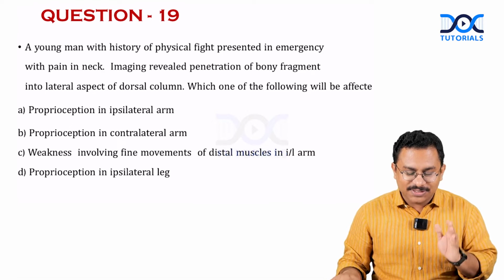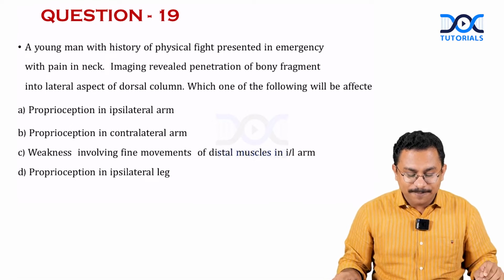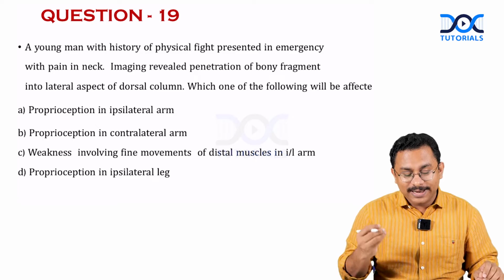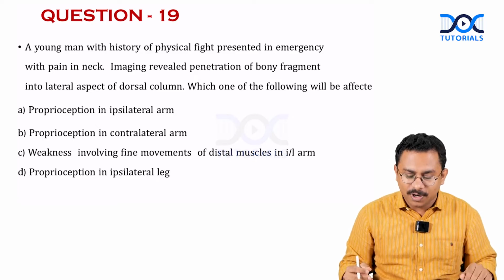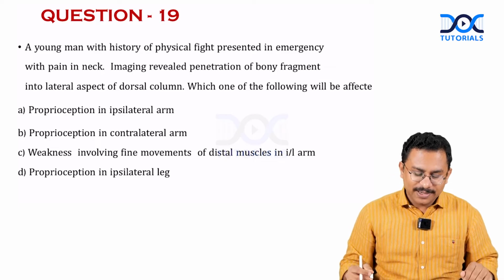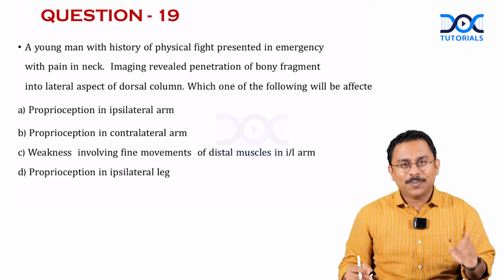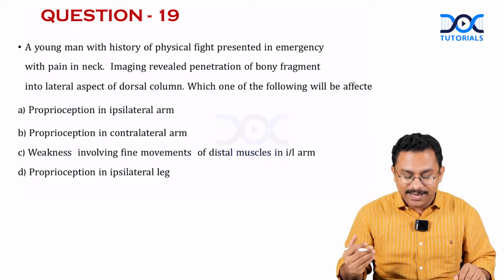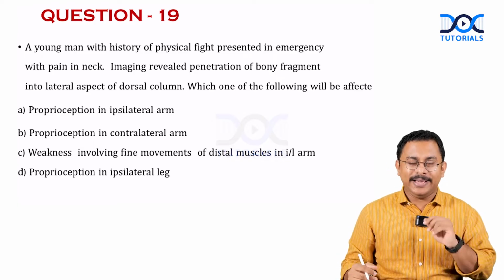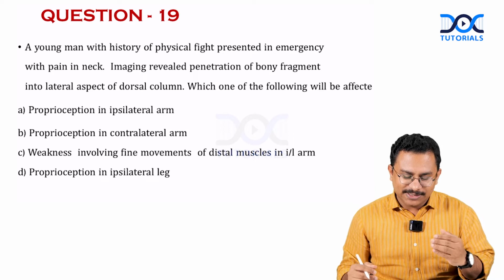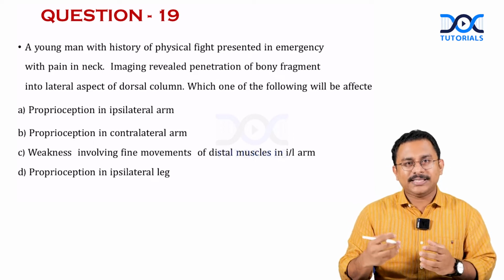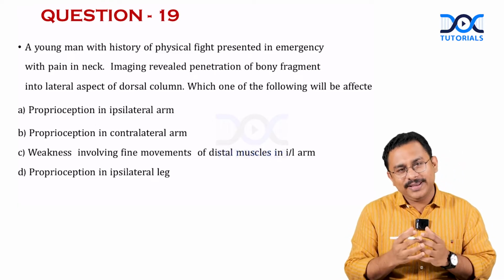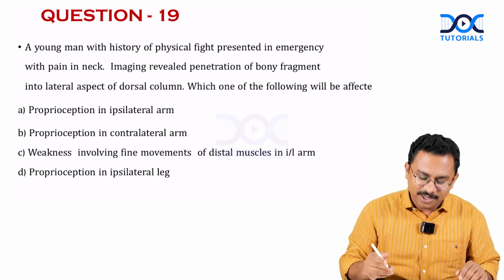A young man with a history of physical fight presented in the emergency with pain in the neck. Imaging revealed penetration of a bony fragment to the lateral aspect of the dorsal column of the spinal cord. Which of the following will be affected? Is it proprioception in the ipsilateral arm, proprioception in the contralateral arm, weakness involving fine movements of distal muscles in the ipsilateral arm, or proprioception in the ipsilateral leg? So basically, it's a history of trauma followed by a spinal cord injury, and they are testing your knowledge of spinal cord anatomy. Again, an integrated question.